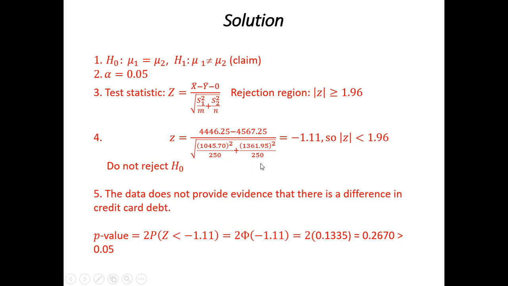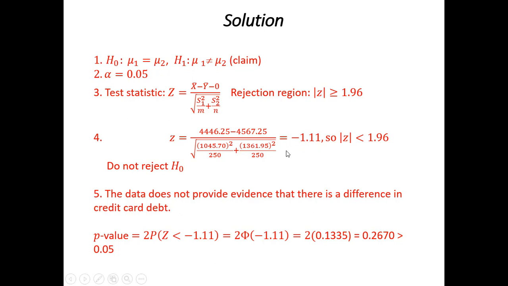In step 4, we substitute in the values. So here we have the two different sample means. These are the sample standard deviations. We have to square these, divide by 250. Do the same thing here and then add. So this whole fraction should simplify to minus 1.11.